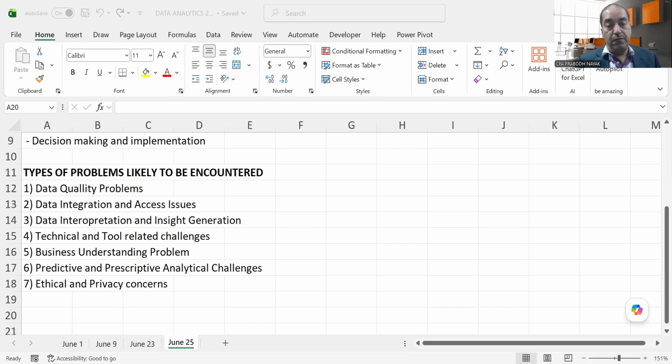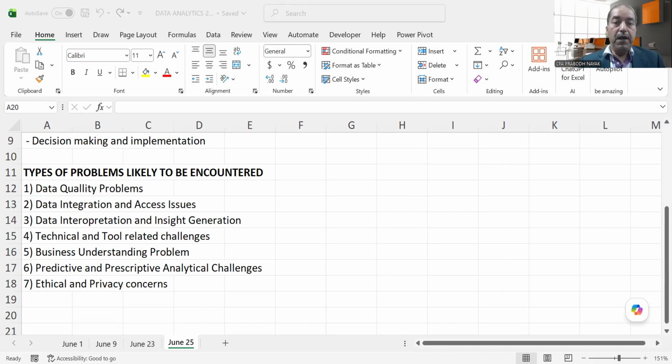Prioritizing problems. You have got n number of problems, say 10 problems. Which is the first problem to be addressed? Prioritizing the problems that have the maximum impact on the business.